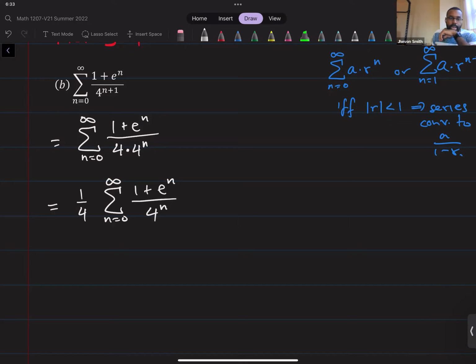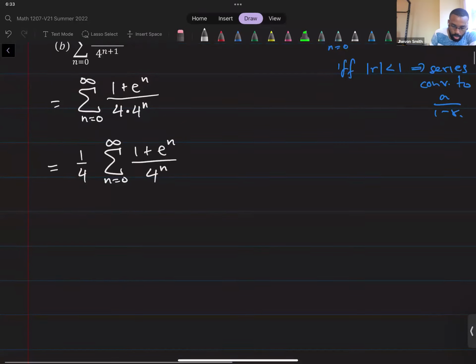And so now I have that. Now I want to write something to an nth power. Obviously in the numerator, only the e has the nth power and the 1 does not. So probably the next thing I'd want to do is split these up.